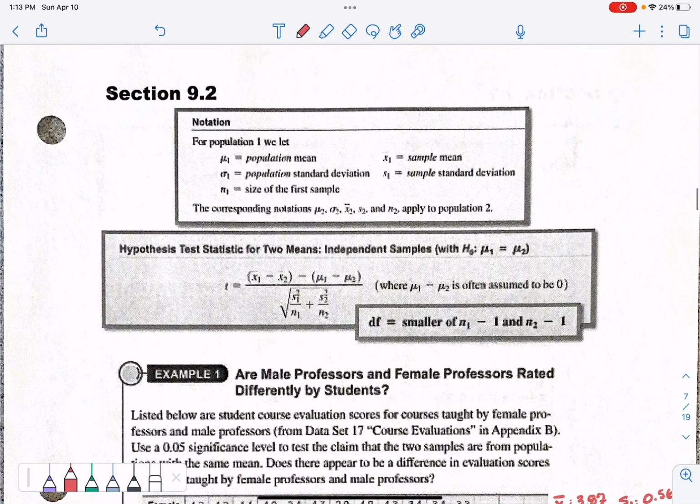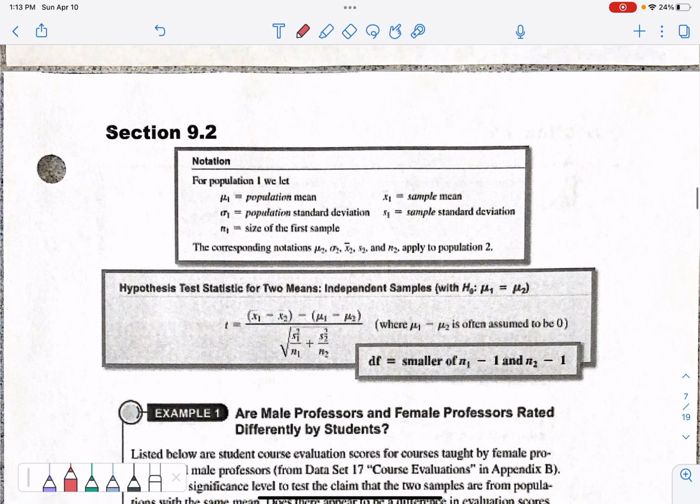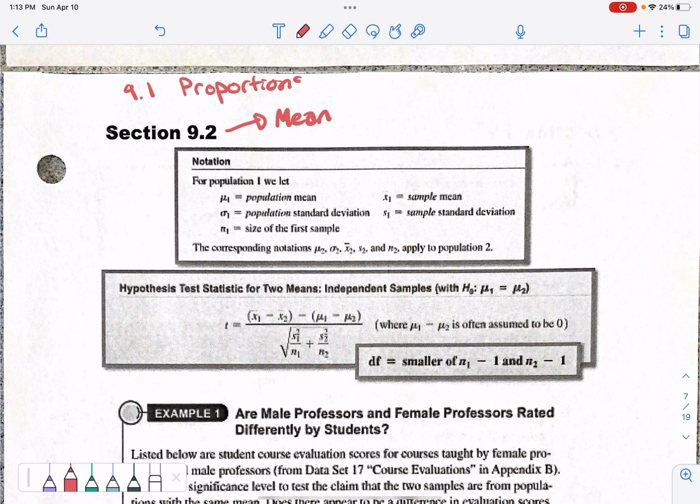Okay, stats kids. I'm going to move right along to section 9.2, but we're only going to do the formula part of section 9.2, so pretty short. I mean, the formulas are still pretty long, but this section is talking about means rather than a proportion. In section 9.1, we did proportions or percentages. But this section is all about means, okay? So we're dealing with X bars and mu's and standard deviation and all that good stuff.